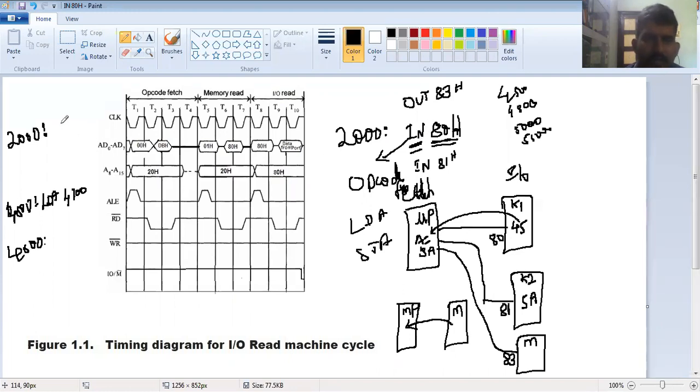So consider some double X will be available. Generally, we will mention double X if you are not aware of the machine code. So always you can answer double X. Okay. Then at 2001, what will be available?